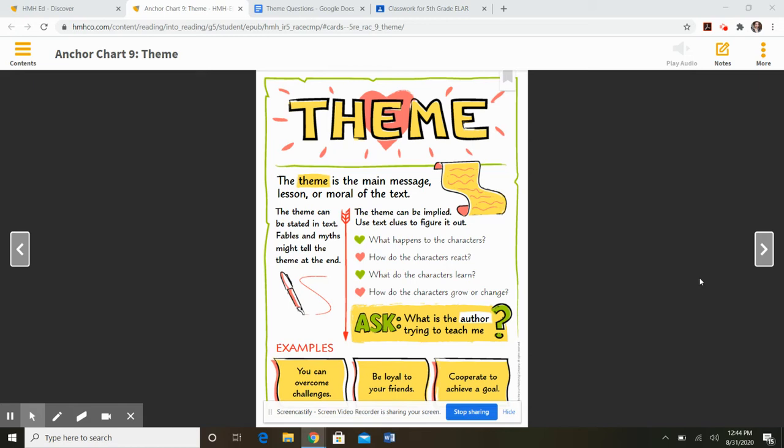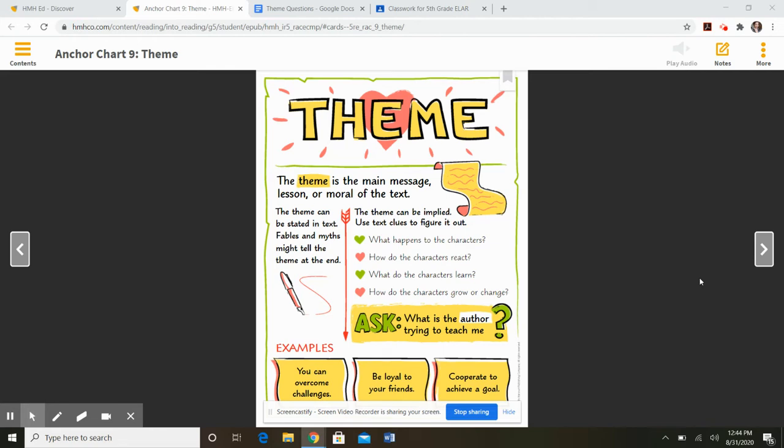So theme, in a story or a text, is the main message, the lesson or moral of the story. It's what the author wants you to know, to learn. Sometimes an author clearly states the theme, but sometimes it's implied and the reader has to figure it out using text evidence.